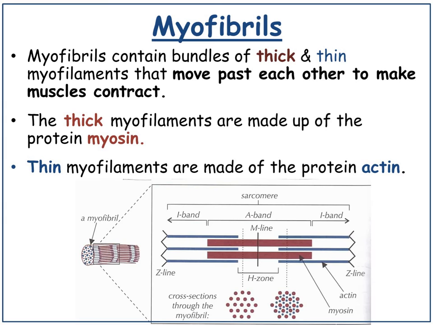So myofibrils now. Myofibrils contain bundles of thick myosin and thin actin, so thick and thin myofilaments that can move past each other to make the muscle contract. The thick myofilaments are made up of the protein myosin, whereas the thin myofilaments are made of the protein actin. So thick myosin, thin actin.